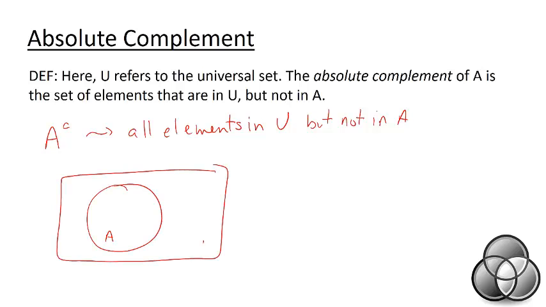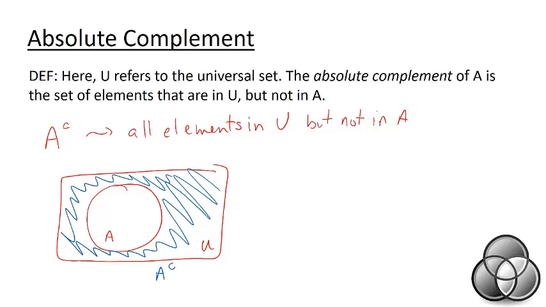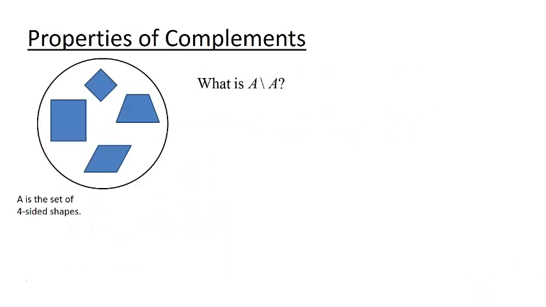On our Venn diagram, we need to first notice that we have a universal set U and that A is contained inside of U. The absolute complement of A is going to be this shaded region here. Next, let's look at a few properties of the complement operations. First, what is A/A? Well, in this case, we're looking for all of the elements in A that are not in A. Since all of the elements in A are in A, this is a special case. A/A is going to be equal to the empty set.